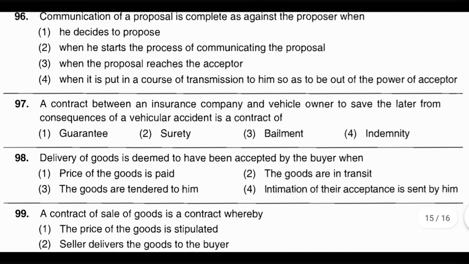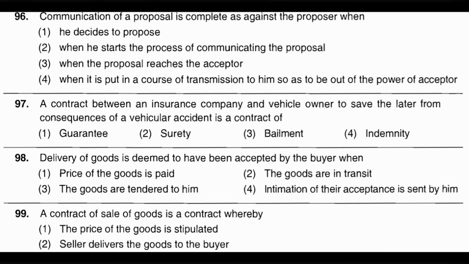Now question number 97. A contract between an insurance company and vehicle owner to save the latter from consequences of a vehicle accident is a contract of option number 1, guarantee. Option number 2, surety. Option number 3, bailment. Option number 4, indemnity. And the correct answer is option number 4, indemnity.